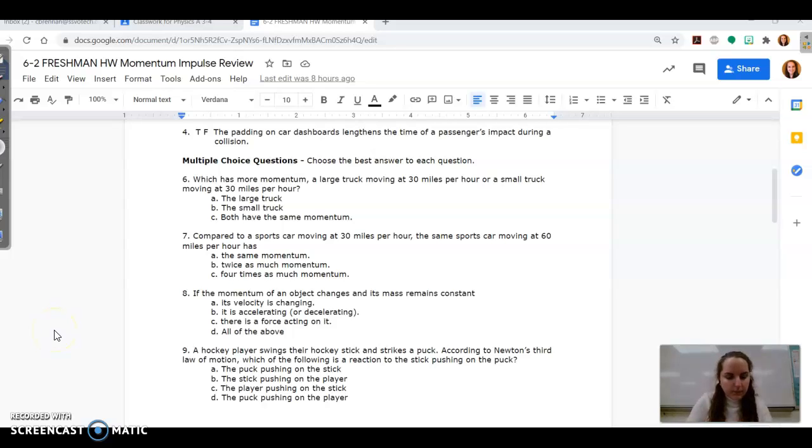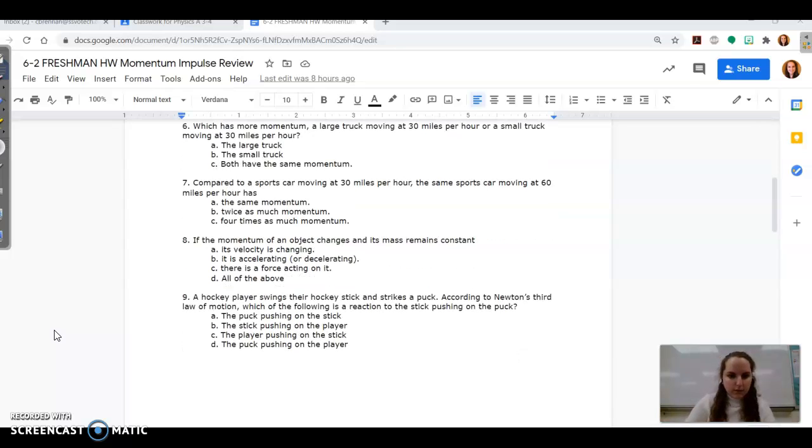The next one, compared to a sports car moving at 30 miles per hour, the same sports car moving at 60 miles per hour has, well, we have to recognize again that the masses are now the same, but the velocity is different. So the momentum for each is going to be different. By how much? Well, it's going to be twice as much momentum. So if you increase your velocity by 2, then your momentum is going to increase by 2.